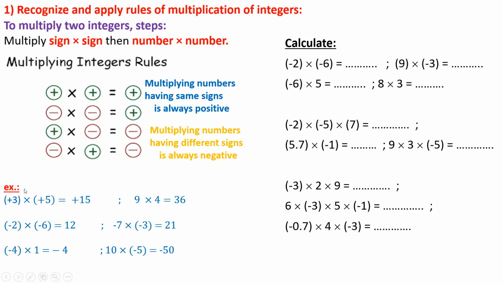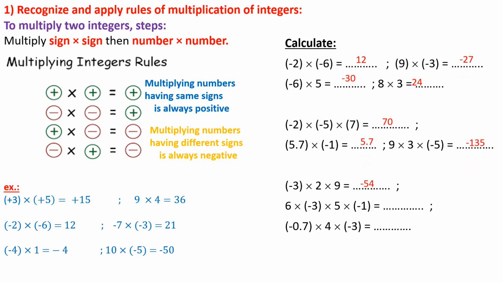And also here we have an example, positive 13 times positive 5. I say positive times positive is positive, 3 times 5 is 15. Negative 2 times negative 6, negative times negative is positive. I can write it or I cannot write it, as I said. 2 times 6 is 12. Negative 4 times 1, negative times positive is negative, and 4 times 1 is 4. For example, 9 times 4, positive times positive is positive, and 9 times 4 is 36. Also here you have solved exercises for you to practice more.